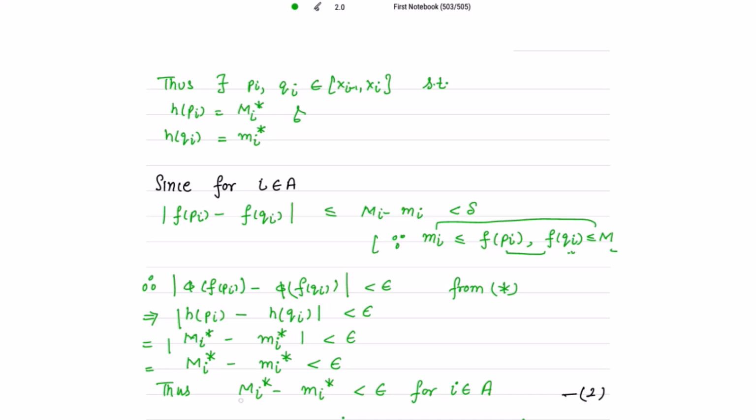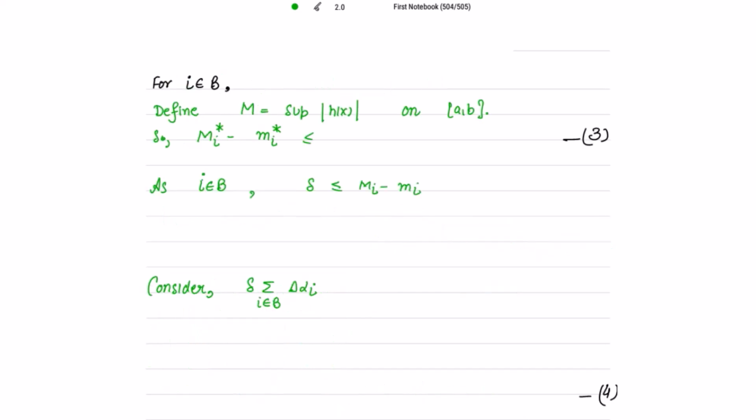Why do I need Mi star minus small mi star? Because remember we have to prove that h is Riemann integrable. For that I am going to calculate U(P, h, alpha) minus L(P, h, alpha).